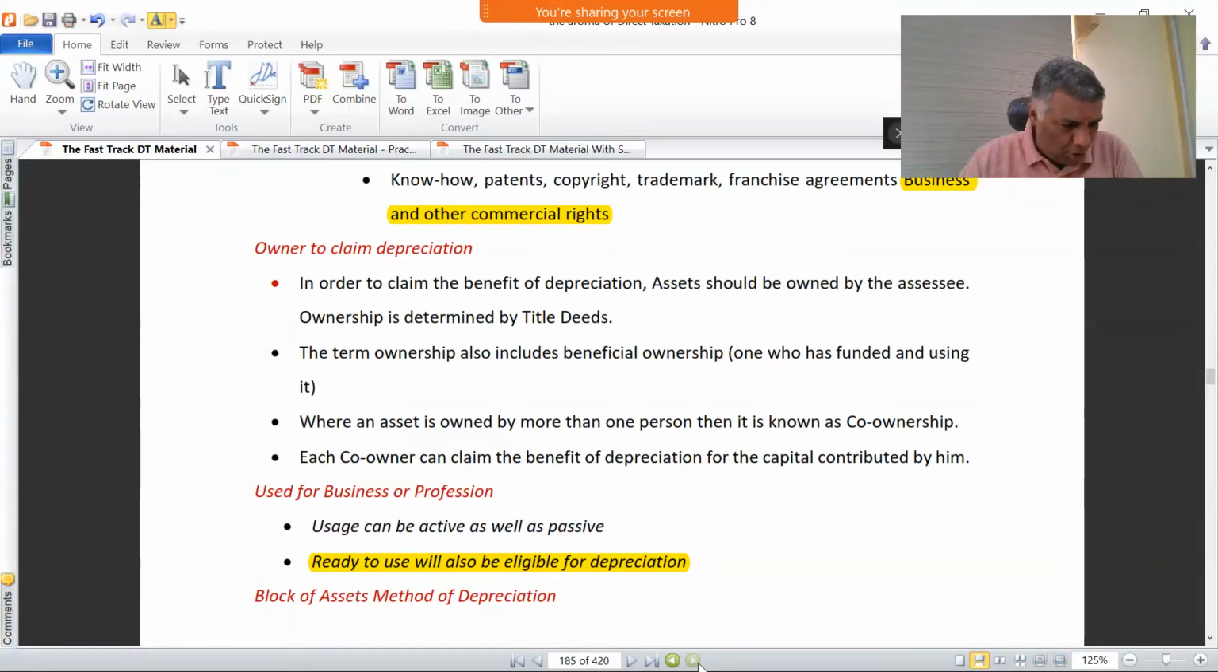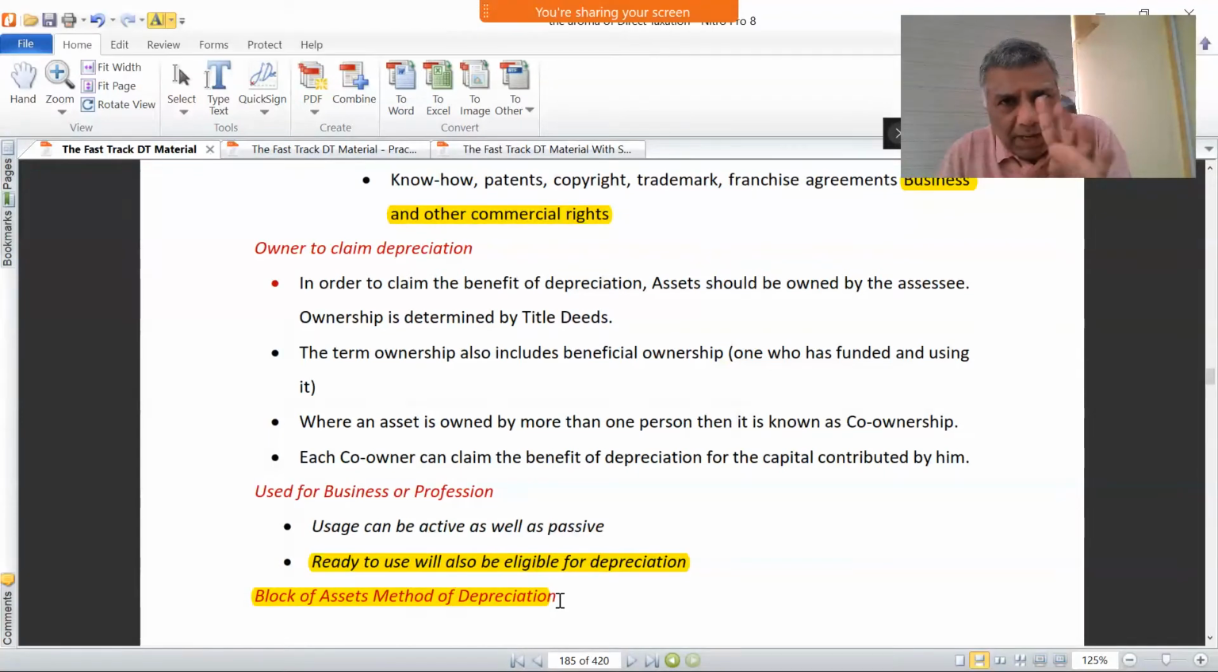Then comes a concept called the block of asset method of depreciation. Under income tax law, depreciation can be claimed only on the principle of block. Block means group. Assets will be grouped, and on the group balance only depreciation can be claimed. Once more, assets will be grouped, and on the group balance only depreciation can be claimed.